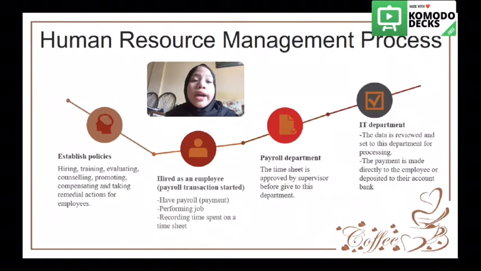Then we hire an employee. Then they will get a payroll, which is their salary, by performing their job. When they are performing their job, they need to record time spent on a timesheet as their evidence. After that, the timesheet will go to the payroll department to be approved by the supervisor, to check whether they really did their job and did not have idle time.